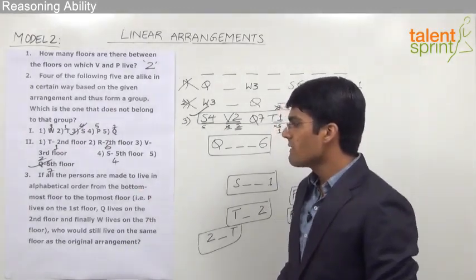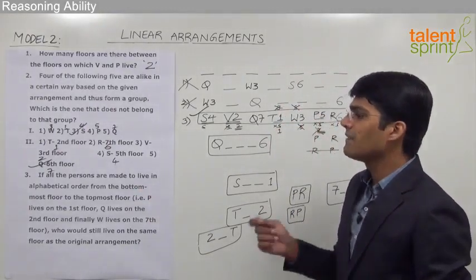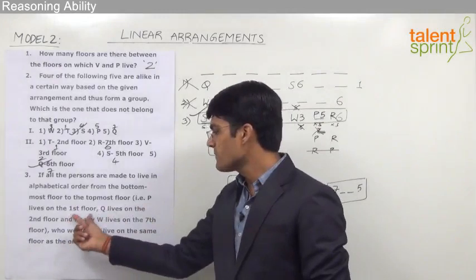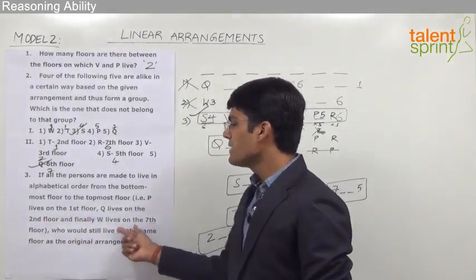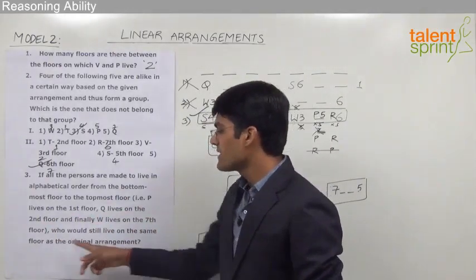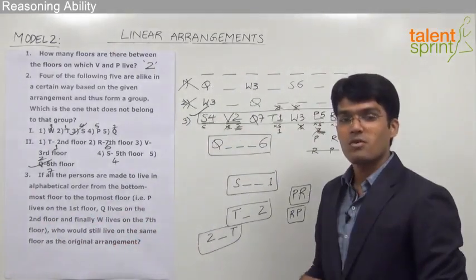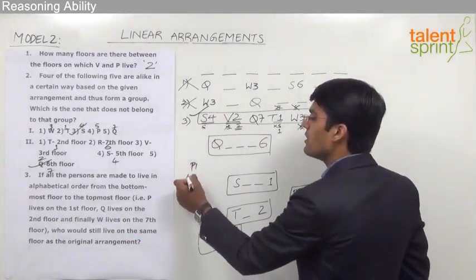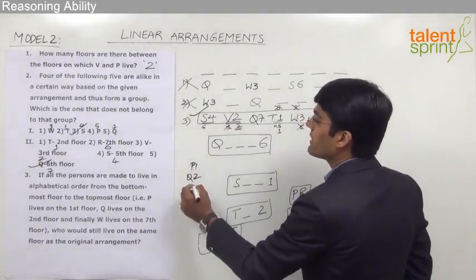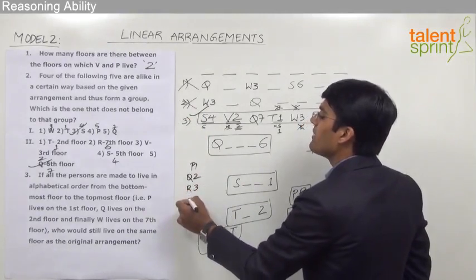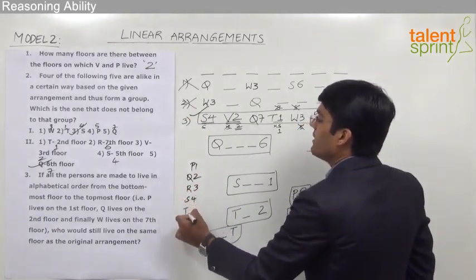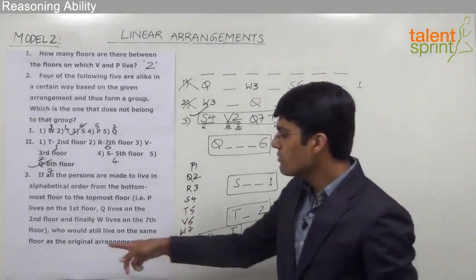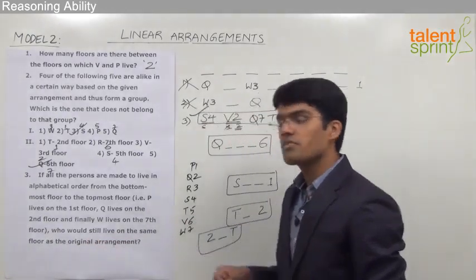Now the last question here is, if all the persons are made to live in alphabetical order from the bottommost floor to the topmost floor, that is, P lives on 1st floor, Q on 2nd floor, finally W lives on 7th floor, who would still live on the same floor as the original arrangement? So what we need to do here is arrange all the persons in alphabetical order. That is, P should be on 1st floor, Q on 2nd floor, then third person R on 3rd floor, S on 4th floor, T on 5th floor, V on 6th floor and W on 7th floor. And we need to find out who would still live on the same floor as the original arrangement.